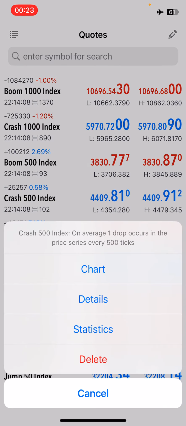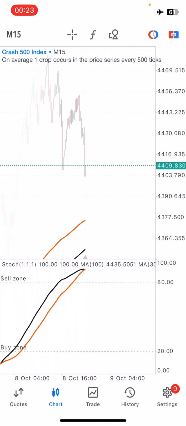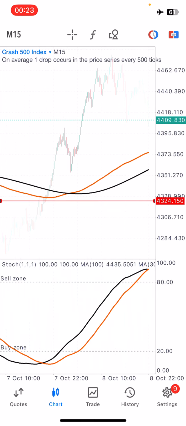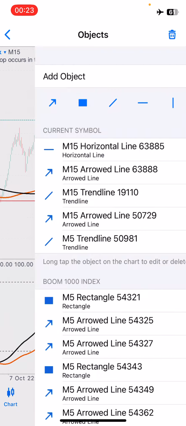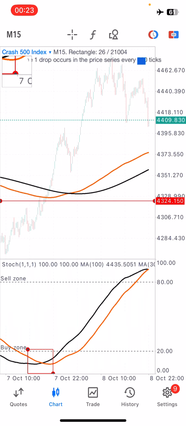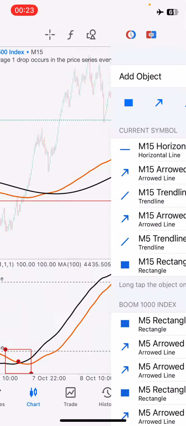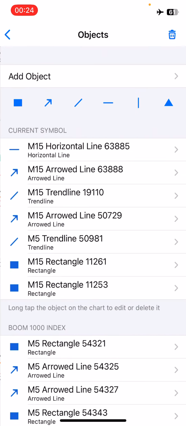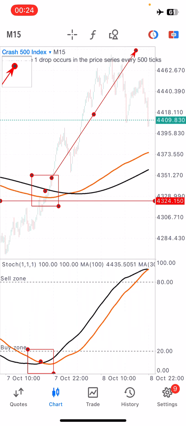Maybe let's take a look at crash so that you see that this strategy can be used on both boom and crash easily. Okay, all you have to do is follow instructions. Remember our buy setup. Firstly, you want to see them cross, the brown and the black line cross each other while it's in a buy zone. Then you wait for your candlesticks to cross, your lines to be above this time. And as you can see, we went all the way up.